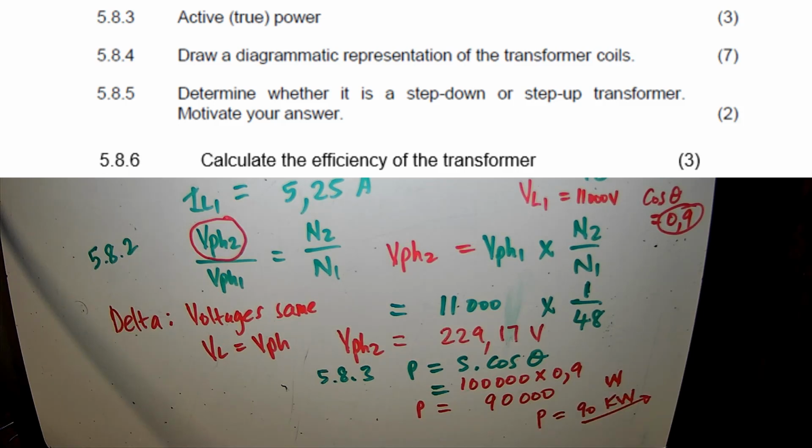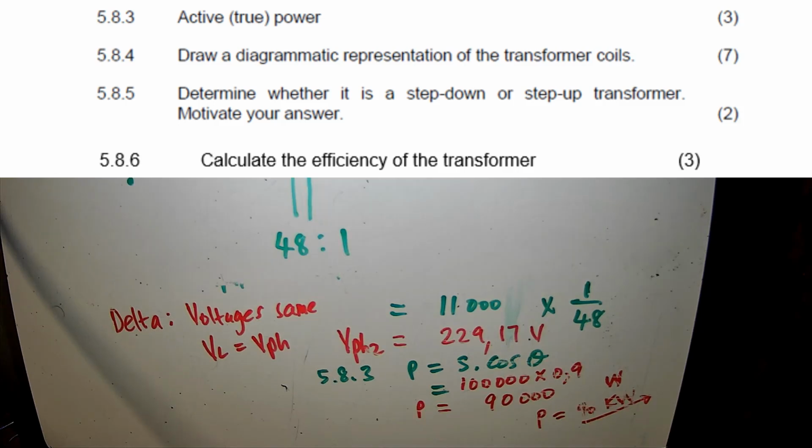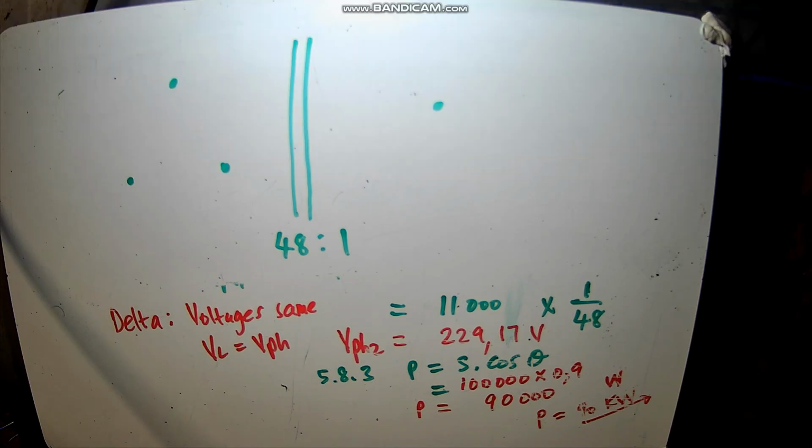That one was 583. Now we're moving on to 584. Draw a diagrammatic representation of the transformer coils. So the first step to drawing these coils is to draw the 3 points for delta. So the question said draw a diagrammatic representation of the transformer coils.